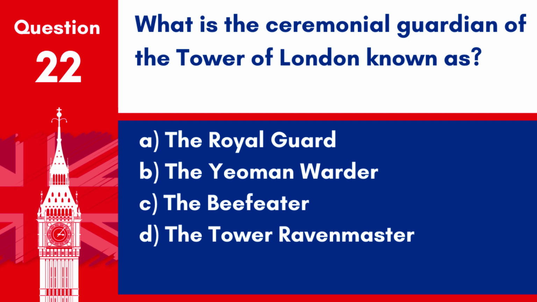Question 22. What is the ceremonial guardian of the Tower of London known as? A. The Royal Guard. B. The Yeoman Warder. C. The Beefeater. D. The Tower Ravenmaster. Answer: C. The Beefeater. The Beefeaters, formerly known as Yeoman Warders, are the ceremonial guardians of the Tower of London.